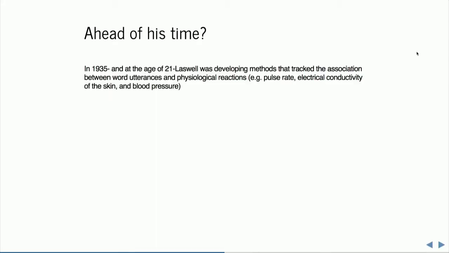His interest, of course, in this initial post-war period was around propaganda. Later, as we'll see in the aftermath of the Second World War, security concerns also drove text analysis. So, ahead of his time, in 1935, and at the age of 21, Lasswell was developing methods that track the association between words uttered and physiological reactions.